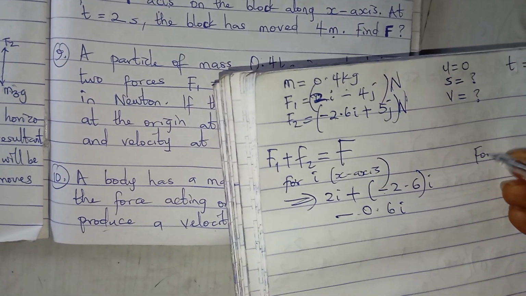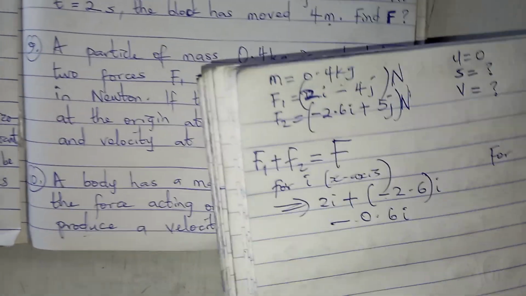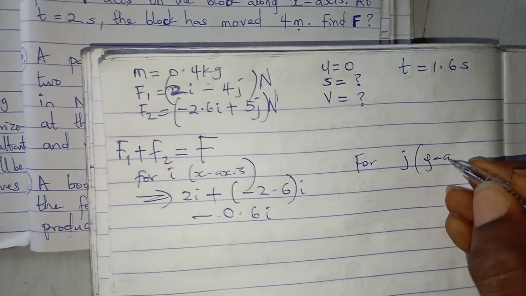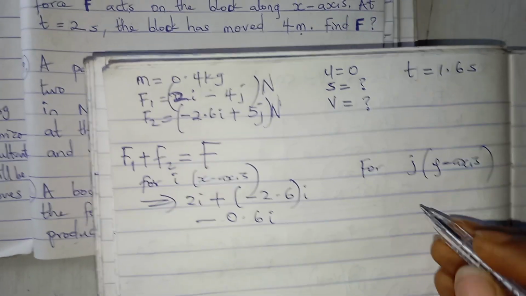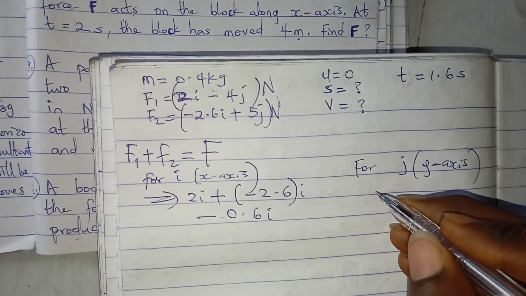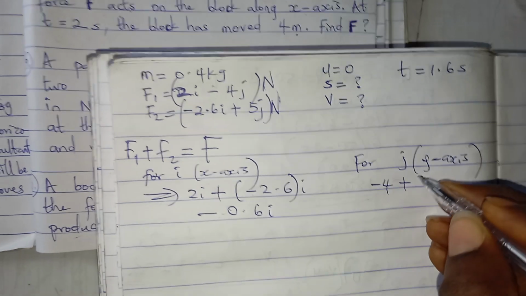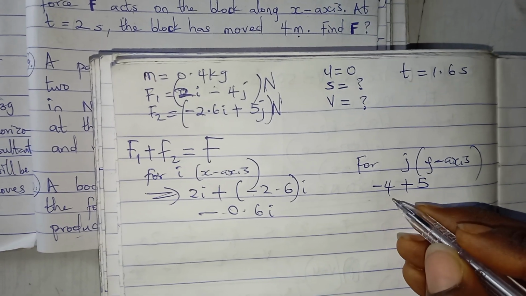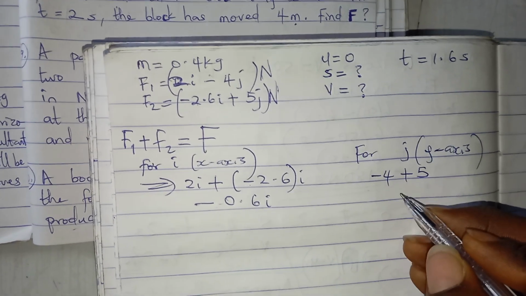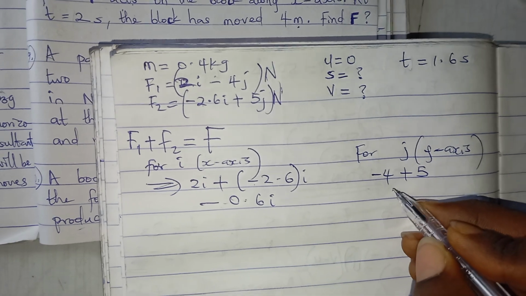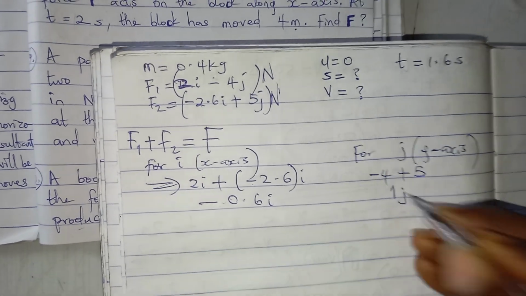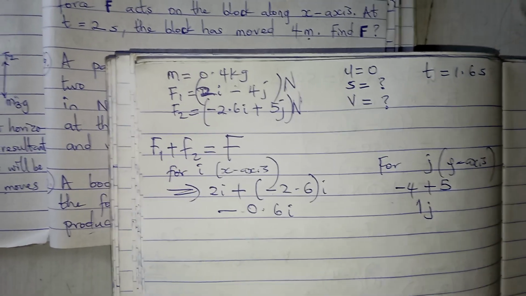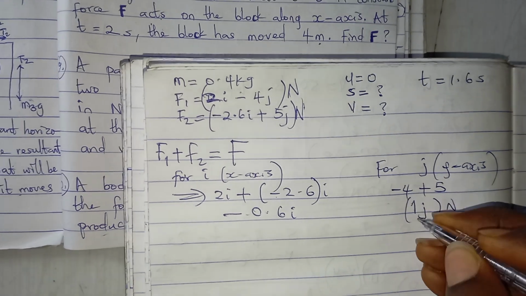Then for J, which is the Y axis, I'll simply do minus 4 plus 5. This is the same thing as saying 5 minus 4, which is going to be 1J, and it is in Newton.